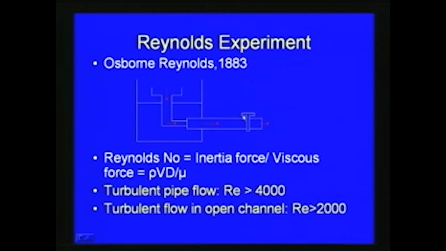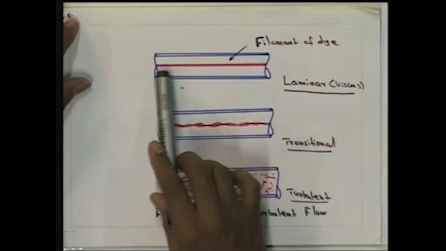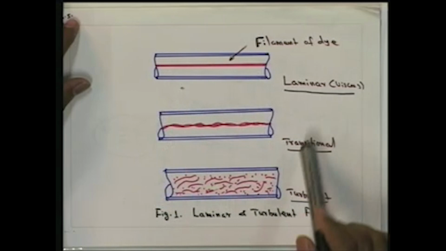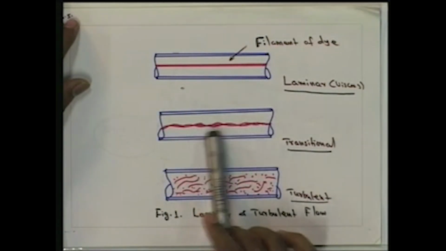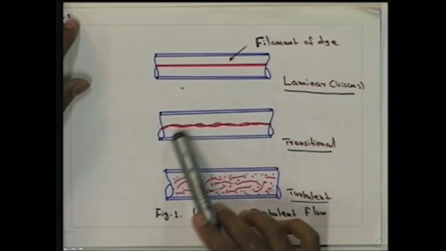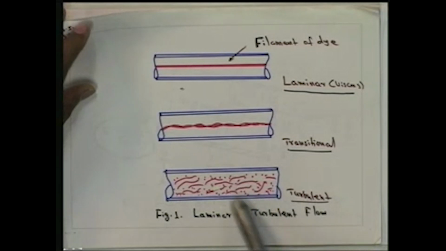As we can observe, when the valve is opened initially, a filament of dye passes through, so the flow is very much laminar in nature. Then after some time the flow is in a transition stage, when the valve opening is increased, small disturbances start, and finally it becomes totally turbulent.